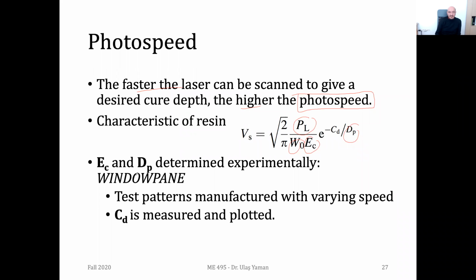In the previous slide, we said that you can easily determine these critical exposure and depth of penetration values experimentally. Some companies have special test patterns. You do curing on these test patterns, then measure the curing depths and plot your working curve. Once you have that curve, the interception with the x-axis will give you the critical exposure, and the slope will give you the depth of penetration. Once you have them, you can use this equation to determine the optimum scanning speed or the photo speed.